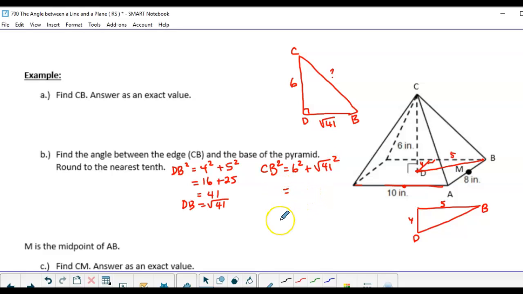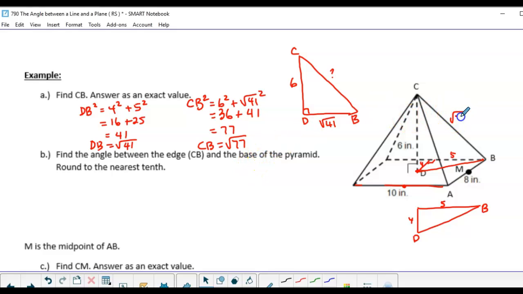We're keeping them as exact values until the end. So this is 36. Remember, root of 41 squared is just 41. So that is 77, so CB equals root 77. For part A, it says exact, so we're good there. Then it says find the angle between the edge CB, the side that we just calculated, and the base of the pyramid, rounded to the nearest tenth. Remember, that's going to be this angle in here. Call it theta. Now we know this is root 77.